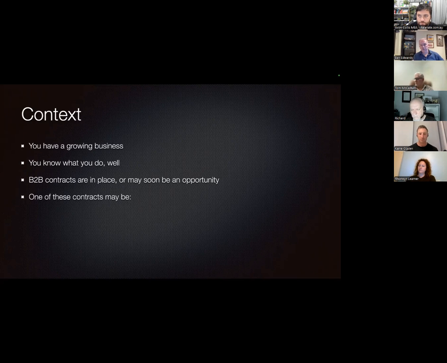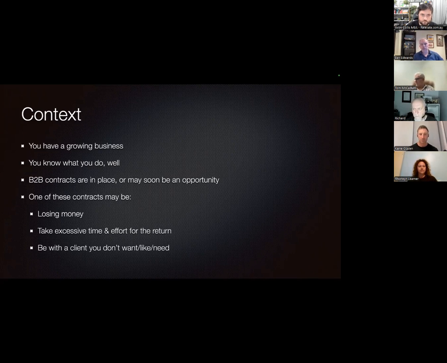And any one of these contracts, at that point in time, could be losing money. They might take excessive time and effort. It's the old 80-20 rule, for the return you're getting on that contract. Or be with a client you don't want, like, or need. They may not be a client for you. And for those reasons, you need to understand how to manage the contract as opposed to just the services.